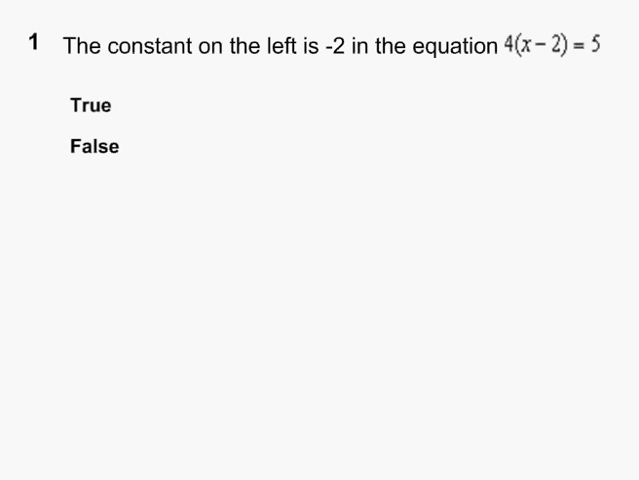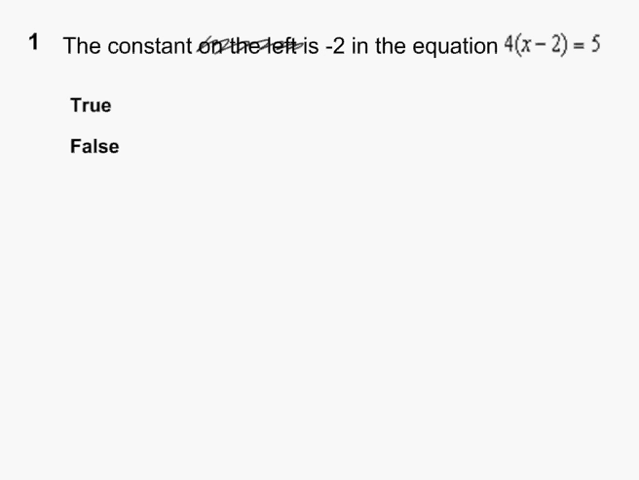Okay, this is 10.4, the formative quiz on distributive property. There are only 8 questions, so this shouldn't take too long. The first question says the constant, and I actually didn't need to write on the left. I should have just written the constant is -2 in the equation 4 times x minus 2 equals 5.